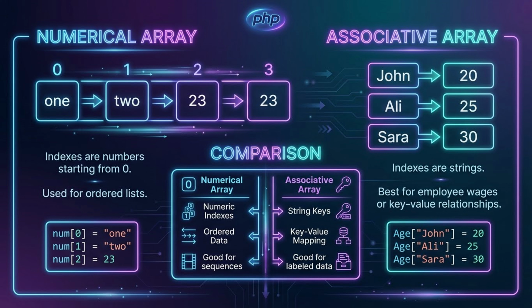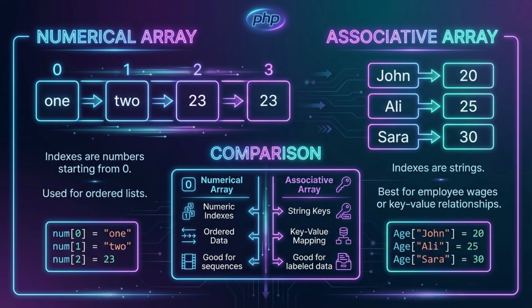Instead of using numbers to store and access values, we use meaningful labels, such as John, Ollie, or Sarah. These labels act as keys, and they point to their respective values, such as ages 20, 25, and 30. To access a specific value, we simply reference its key, like $age['John']. Associative arrays create a direct connection between a descriptive key and the value attached to it, making the data much easier to understand, especially in real-world cases such as storing employee salaries, product names with prices, or customer profiles.